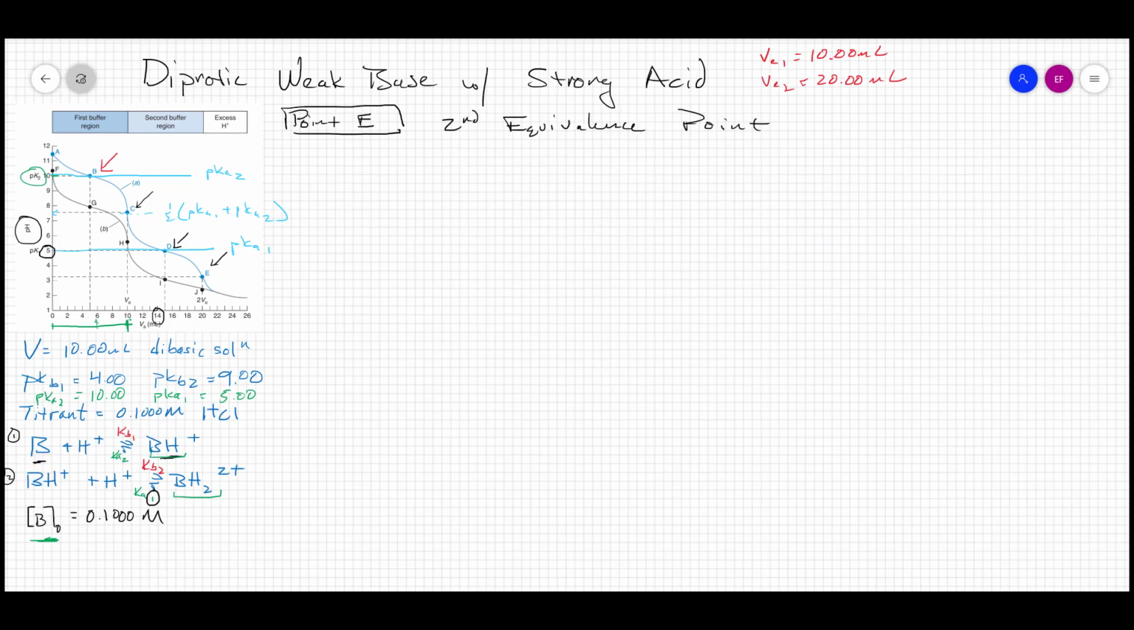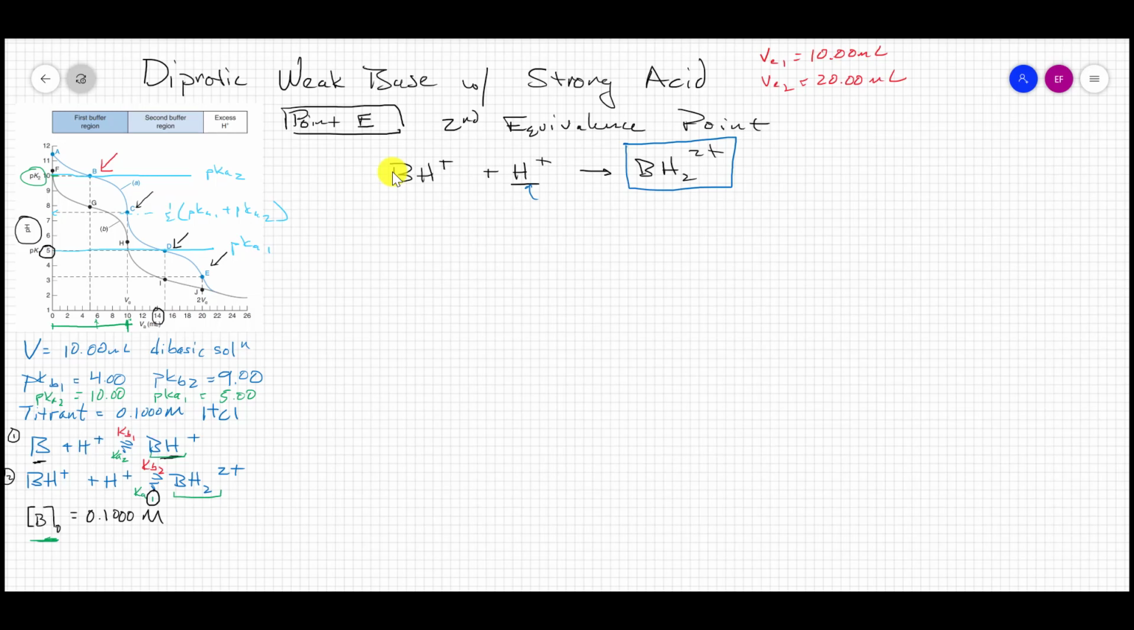All right, so last point is point E here. This is our second equivalence point. And so again, the question I'll always ask you is, what do we have in solution at the moment that you are at the second equivalence? And so the second equivalence is the moment where you had originally BH+ in the solution, and you added exactly enough H+ to fully convert all of that to BH2 2+. And so everything now, at least pre-equilibrium, right when you've added the exact amount via your titration, everything is in the form of the fully protonated species.